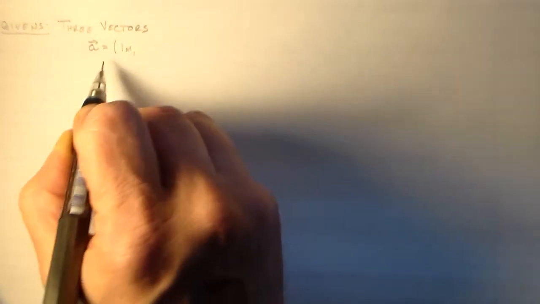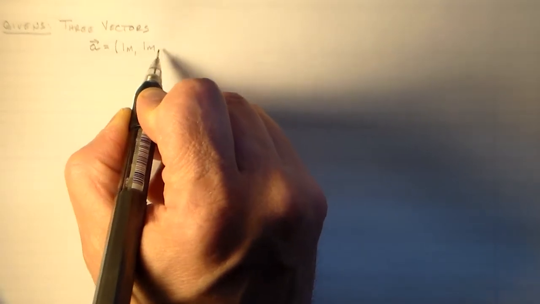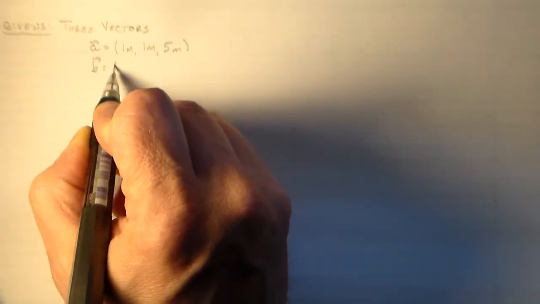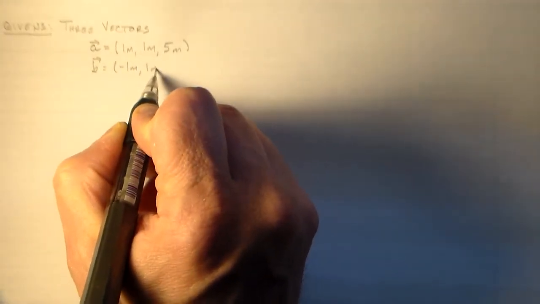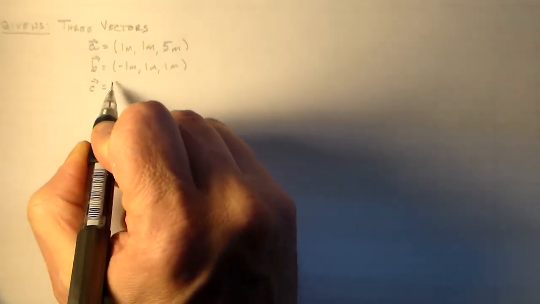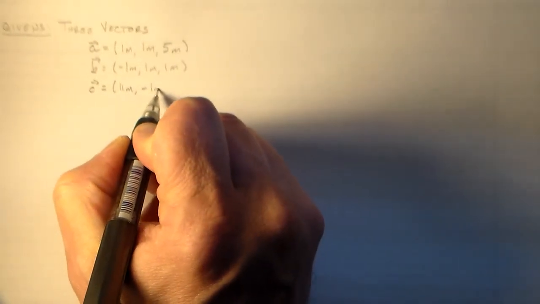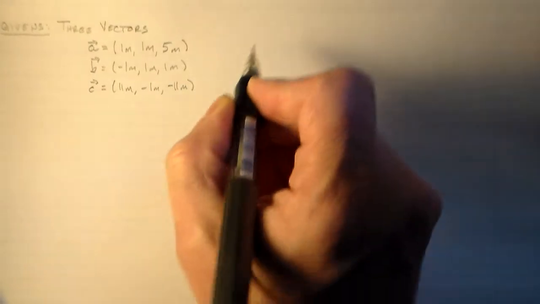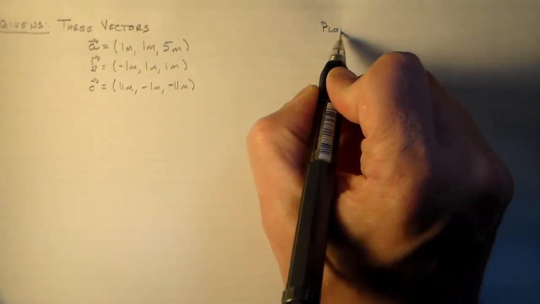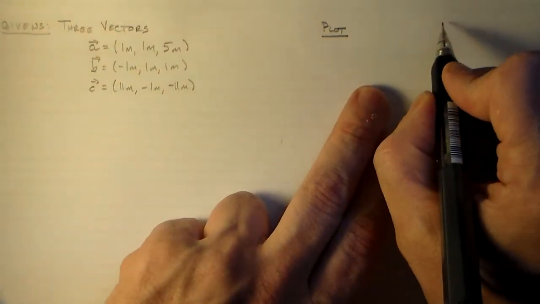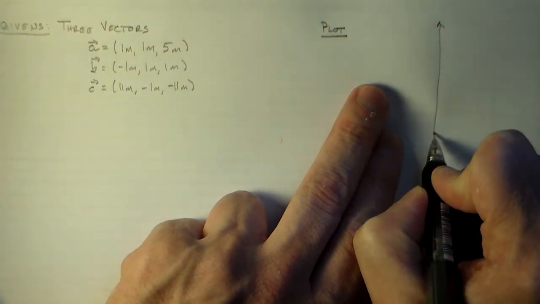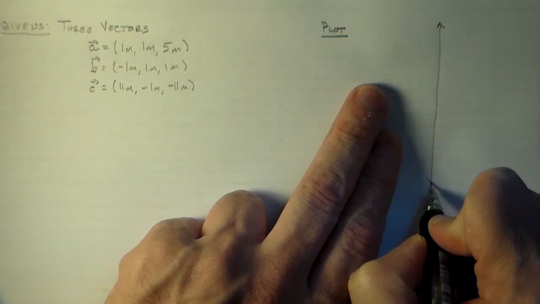So let's say I'll have one vector at 1 meter, 1 meter, and 5 meters, right? And maybe I'll have a second vector with positions at -1 meter, 1 meter, and another meter there. And then one final vector with 11 meters, -1 meter, and -11 meters. Okay, so this makes it a particularly fun plot because it needs a really long plot, right? It's got -11 and 11, 5, and all sorts of big numbers. So since it's so fun, let's go ahead and do it, all right?